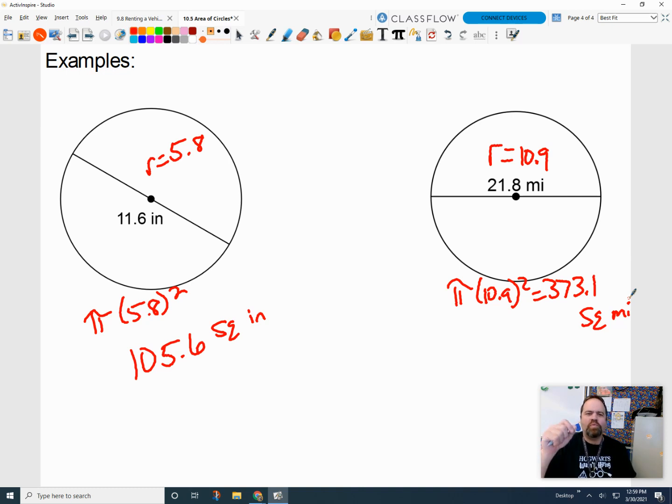I think I'm going to go a little bit more into where the pi comes from, and I'll post that in a separate video. It's not part of the assignment. Just if you're interested, watch it. It's kind of neat. Yep, that's it. Circles.